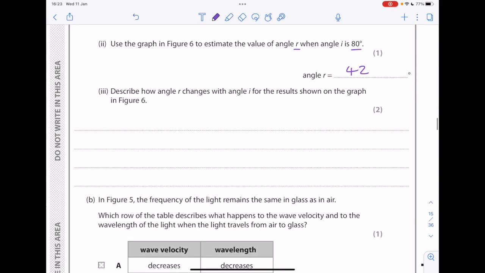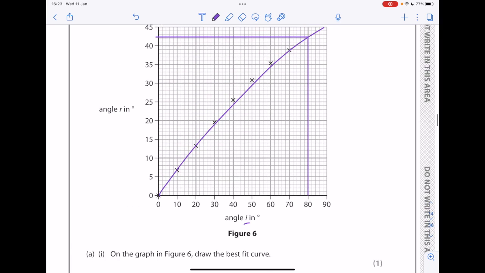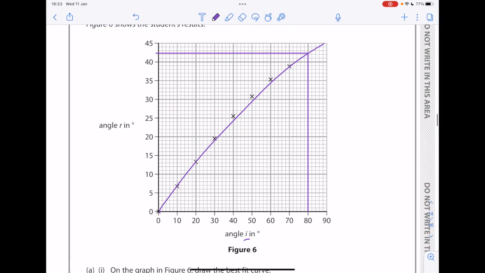Describe how angle R changes with angle I for the results shown on the graph in figure 6. So you can see that as the value of I increases, the angle R value increases, but it's not directly proportional at all because we've got a non-straight line. And in fact, you can see that as the I values get greater, the R values become less.